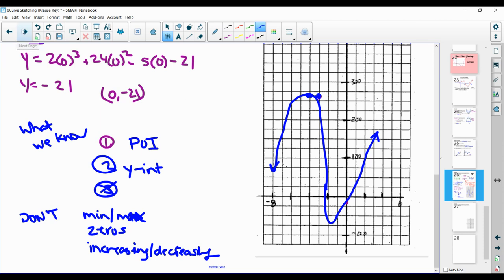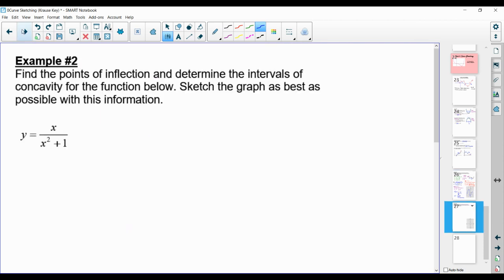All right, let's take a look at one more example here. So we have y equals x over x squared plus 1, and we're being asked to find the points of inflection and, again, intervals of concavity.